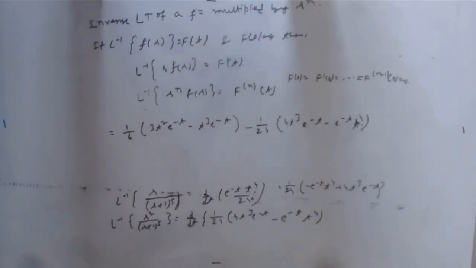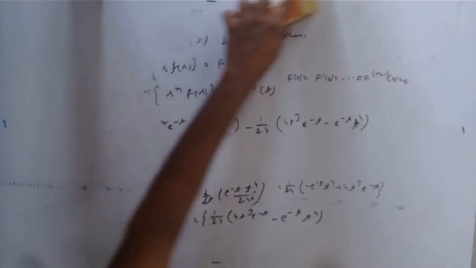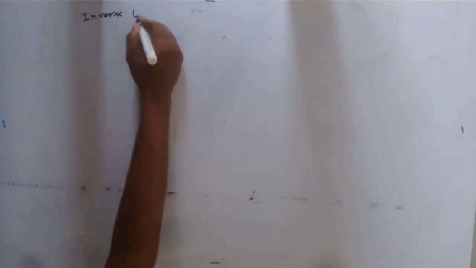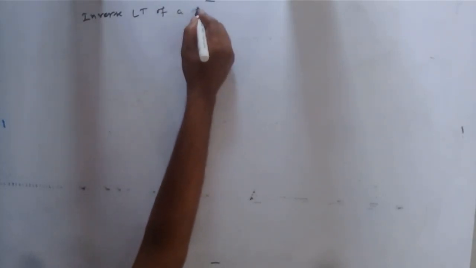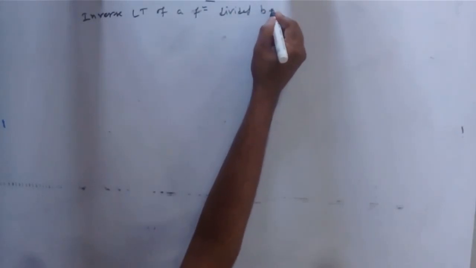Now I will go for the next property. If the function is divided by s, then what will be the inverse Laplace transform of the function. So next property is inverse Laplace transform of a function divided by s.